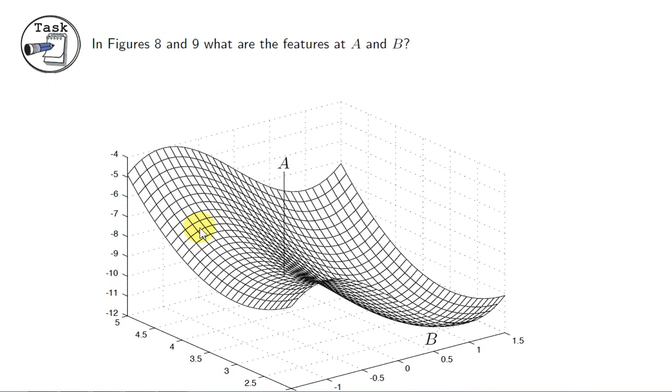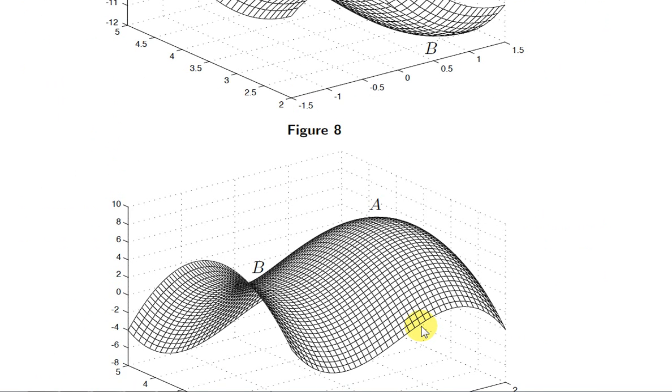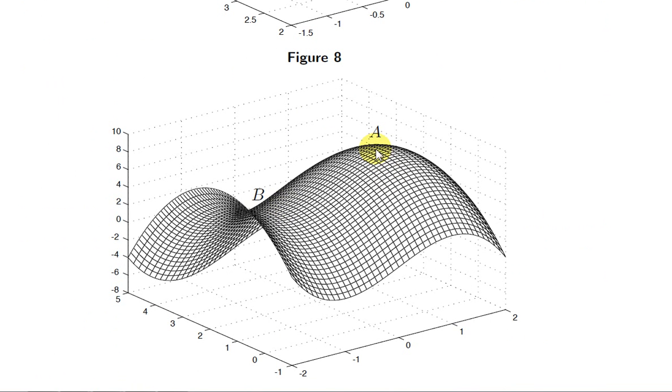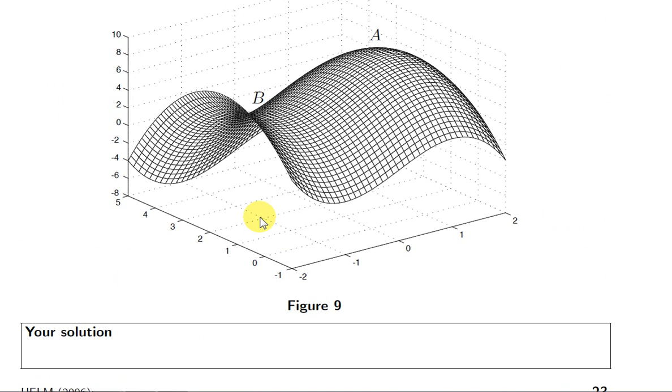Now we're not given this function, but we can see that at point A we have a saddle point, at point B we have a local minimum. In this function here we have a local max at A, a saddle point at B.